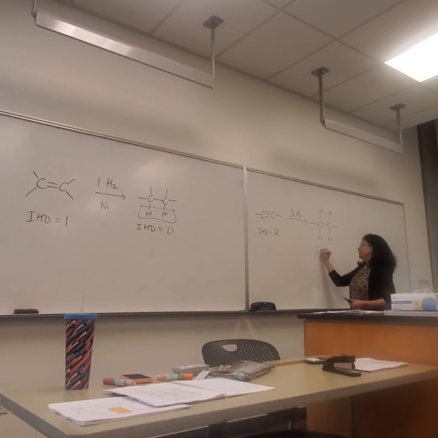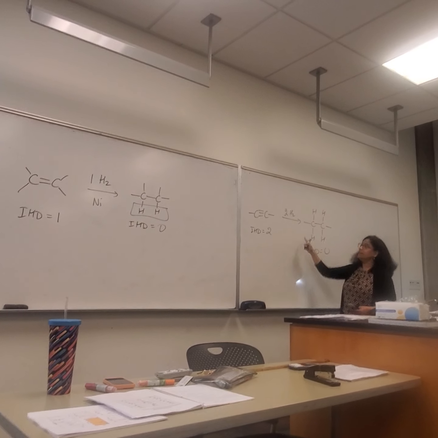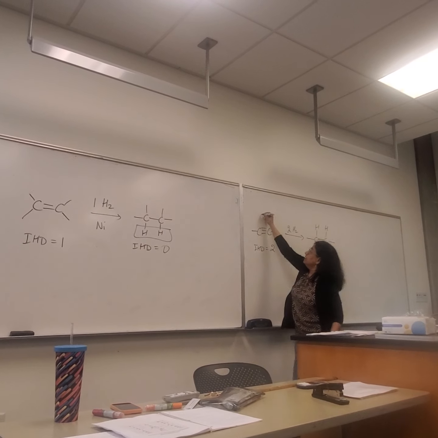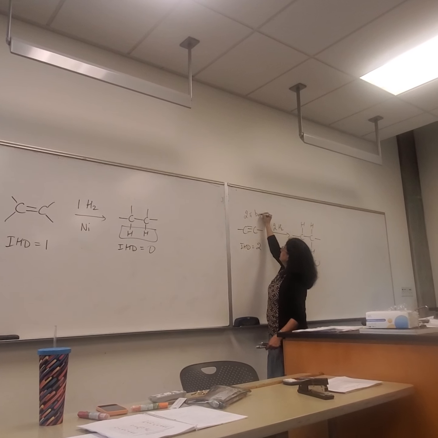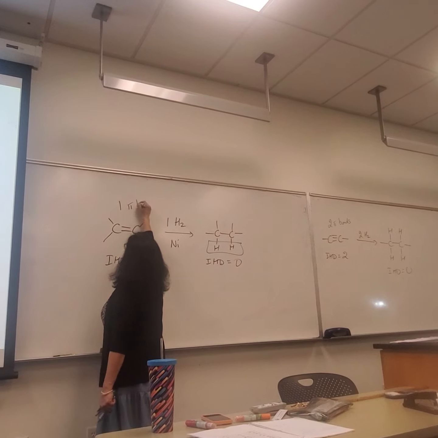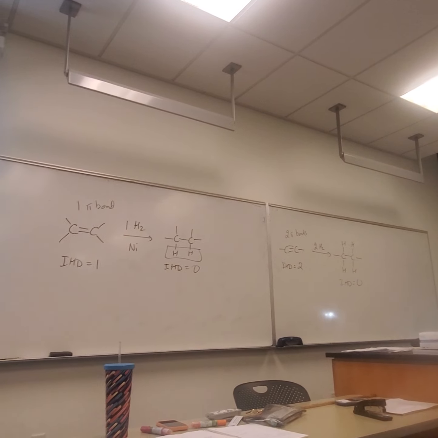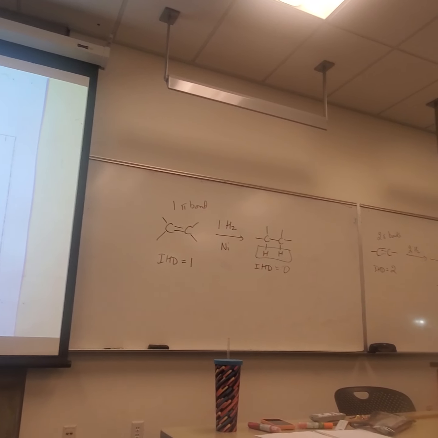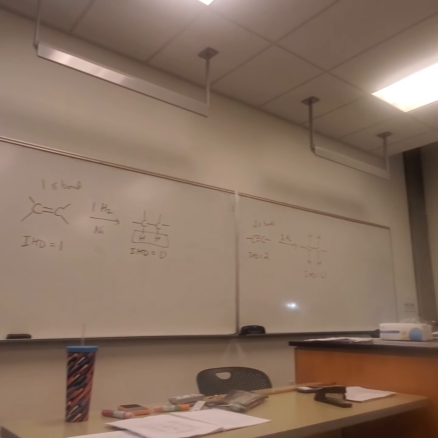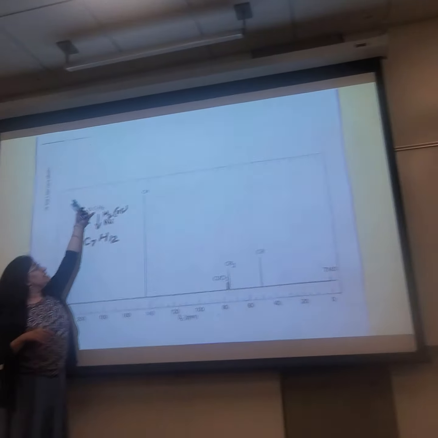What happens to the IHD? Gone. But how many H's added? 2 of them. Why? Because there were 2 pi bonds. 2 H's added because there was 1 pi bond. 1 H added. Does that make sense? Now we're not getting into the details. We'll do that next quarter. But how does this apply here? Please go ahead. Tell me what's the IHD of C7H8.